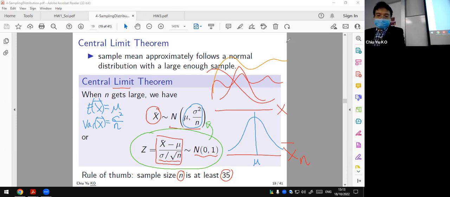I can't emphasize it enough, but this is essentially the main tool we will use for the rest of our course. We will rely on this particular formula to do many analyses we need. Okay. Is that okay?